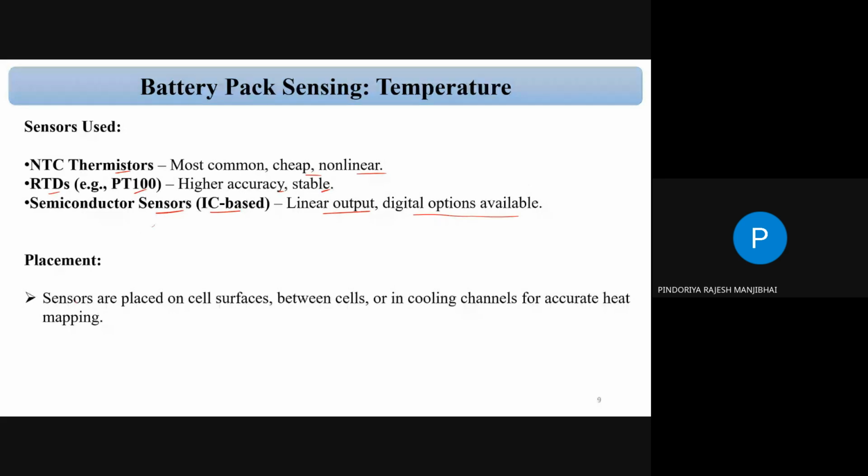Placement: where we have to place this type of sensor. Sensors are placed on the cell surface, between the cells, or in the cooling channel for accurate heat mapping. So maybe you can place it on the cell surface, maybe between the cells, or maybe in the cooling channel for accurate mapping. Okay, so this type of sensor you can use to measure the temperature.